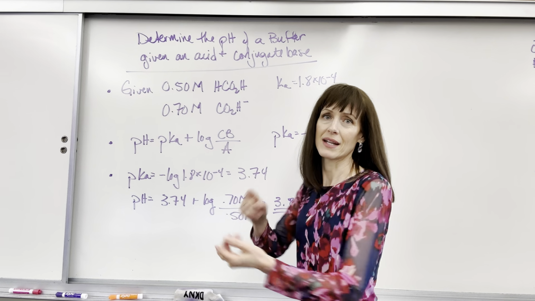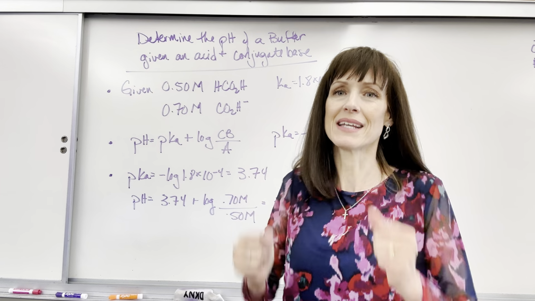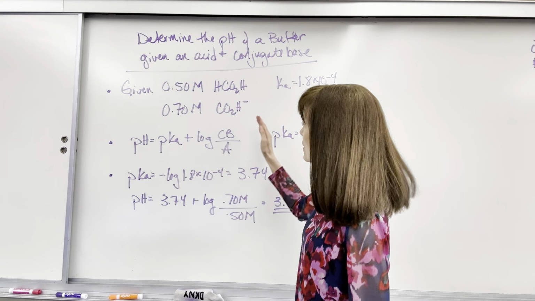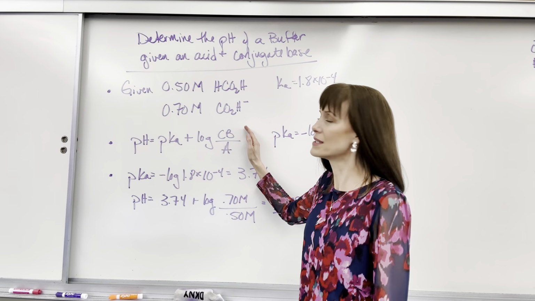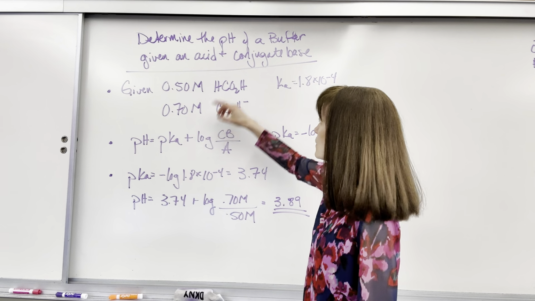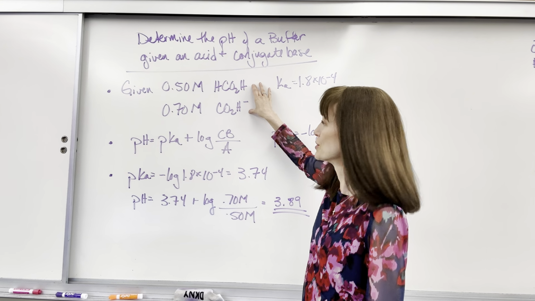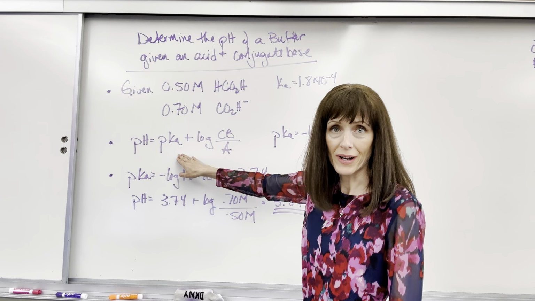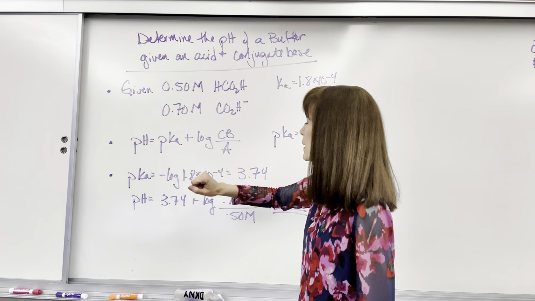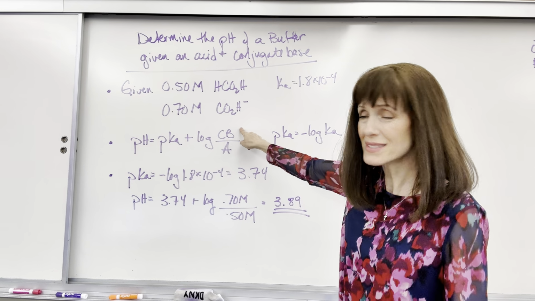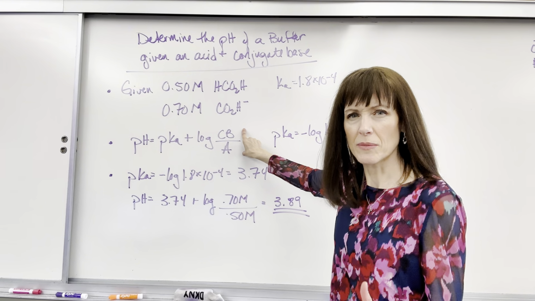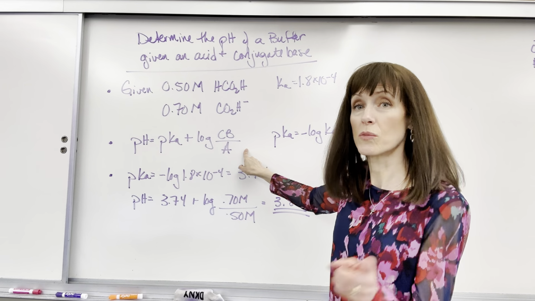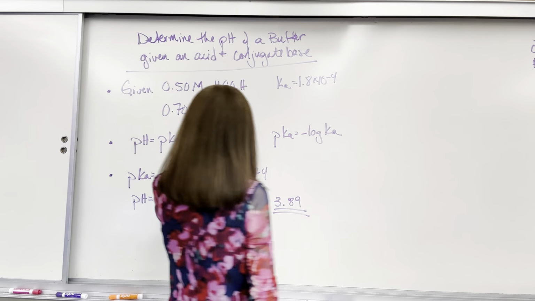When you are given an acid and its conjugate base, immediately I want you to think of the Henderson-Hasselbalch equation. This is always where you live to find pH when you have the acid and the conjugate base. Here's our formula for Henderson-Hasselbalch: pH equals pKa plus log of conjugate base divided by acid. Just a reminder, you can put moles or molarity in for your units.